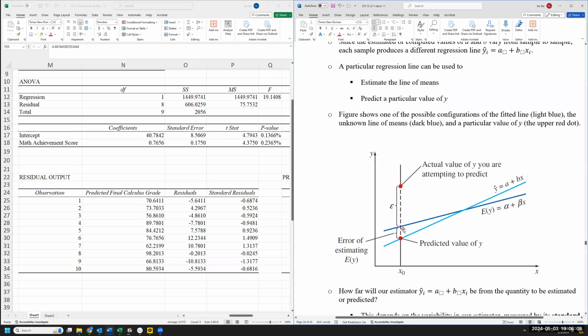That's our E. But E could be broken down into two components. One is epsilon, which is the difference between the true model, which we don't know, and the actual value. And this part here, which is the error in estimating the model. Okay? So we could break down the real error into two components.